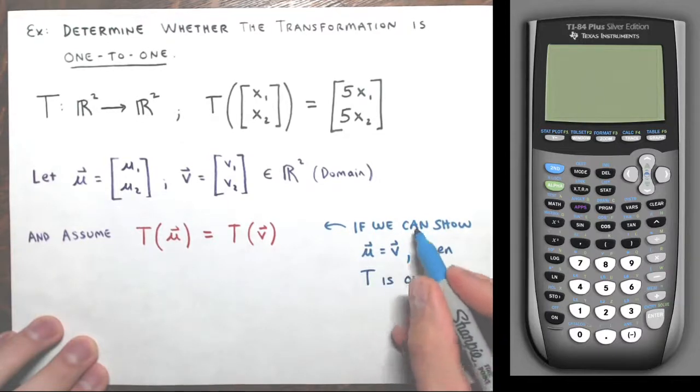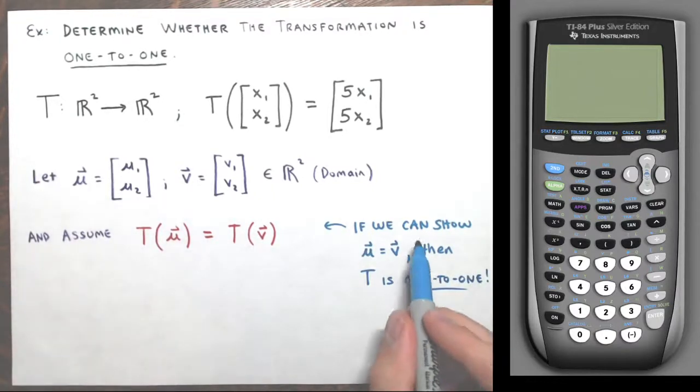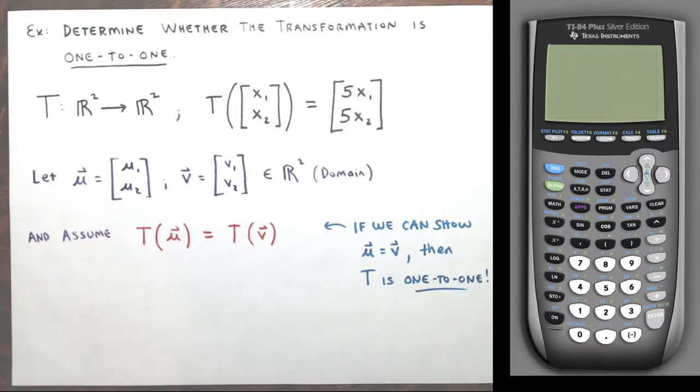All right. If we can't show this, then we can probably think of a counter example. But if we can't show this, then there's probably a counter example you can show, meaning you can find two different vectors u and v that have the same output. And again, that's not going to happen in a one-to-one transformation.